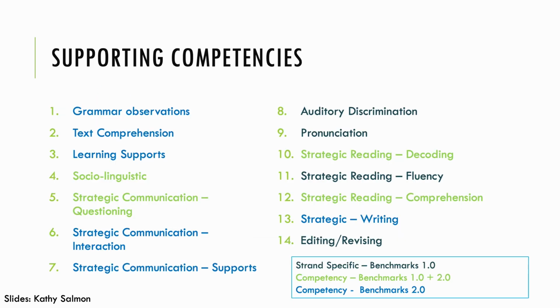levels. The yellow section has 14 supporting competencies to support teachers with programming and understanding the characteristics of English as an additional language learners. These 14 competencies are representative of strand-specific benchmarks and benchmarks that were updated from Benchmarks 1.0 and the addition of other supporting competencies that will either help teachers understand the characteristics of English language learners or programming supports that they can put in place.